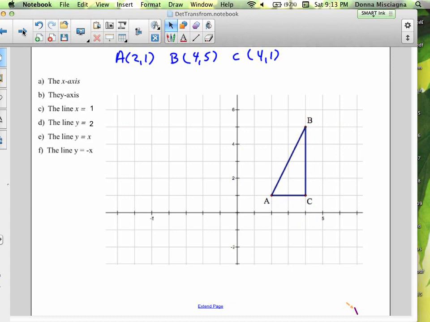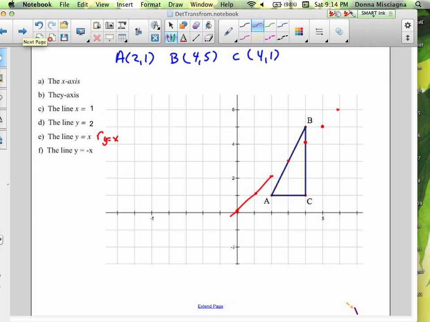Y equals x. This would be the notation. All right, so we'll draw our line of reflection. It has a slope of 1 and goes through 0, 0. You don't always have to draw the line of reflection for this particular reflection. I am, just so that you can see it.